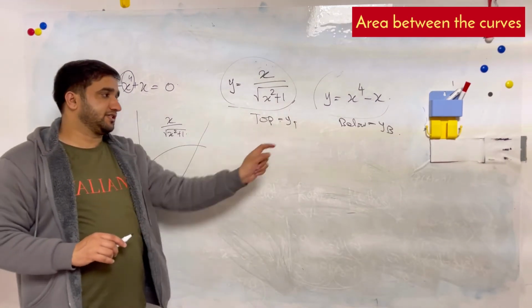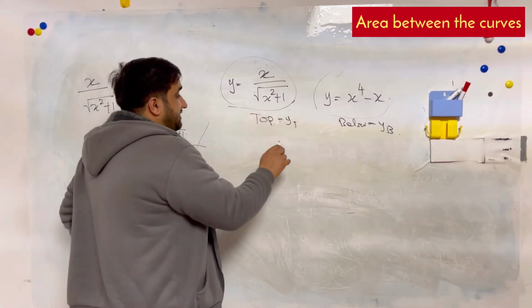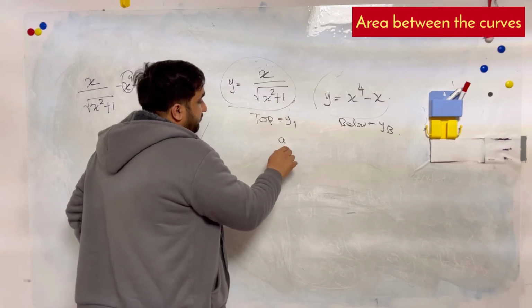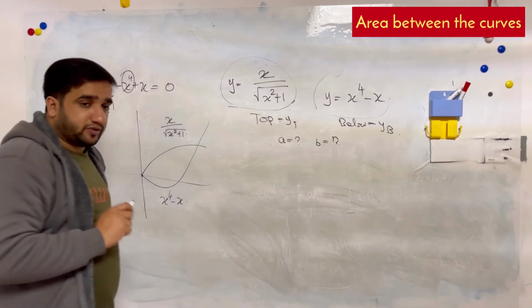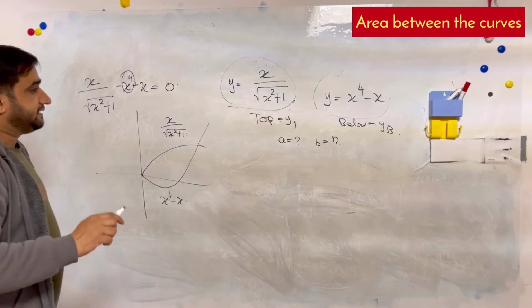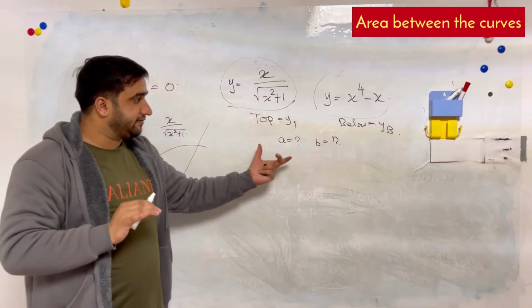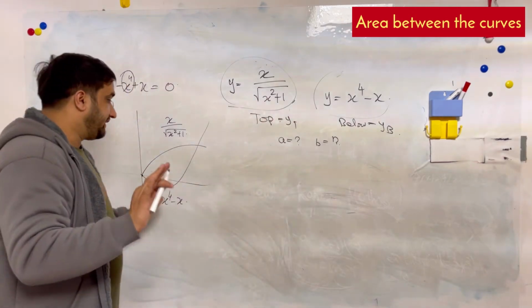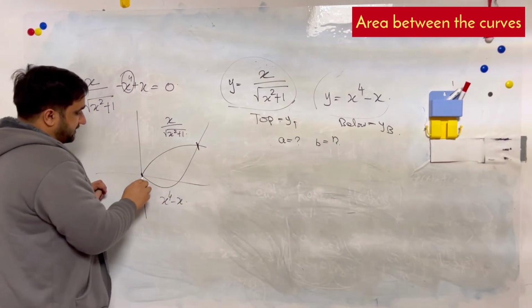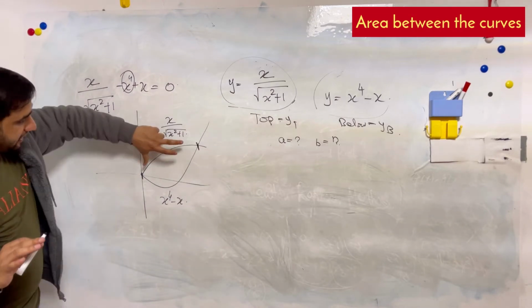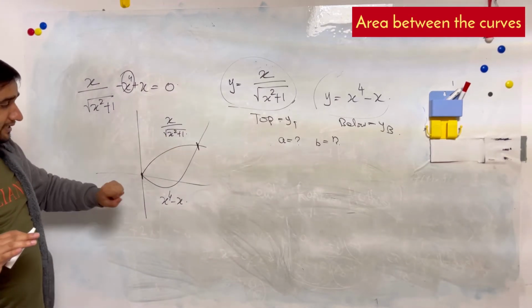So this is one question, but the big question is still unanswered: what is the value of a, what is the value of b? I don't know. And I told you that if you are not given the value of a and b, then the first two consecutive intersection points are enough, and you have to find the area in between them.